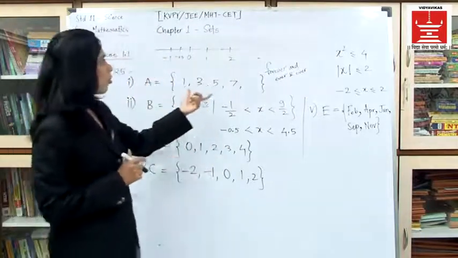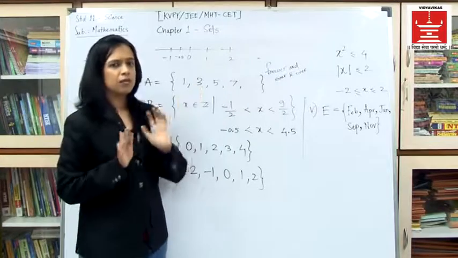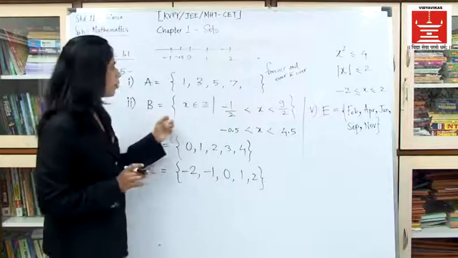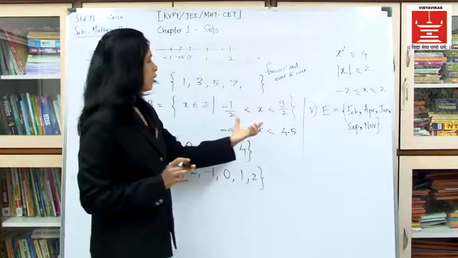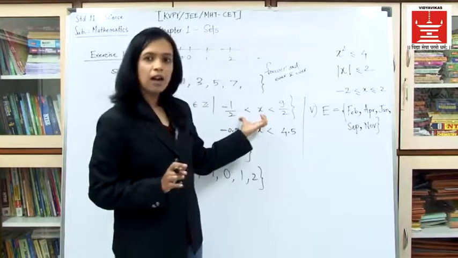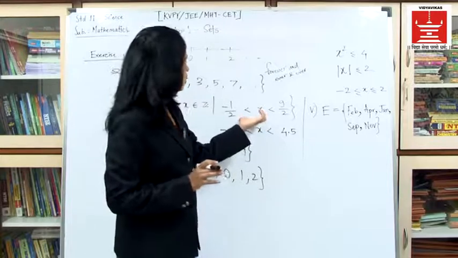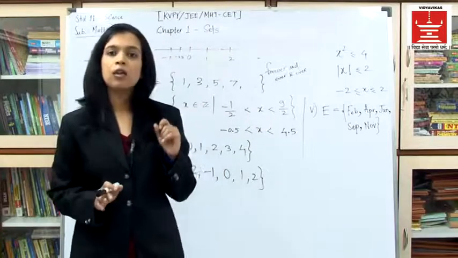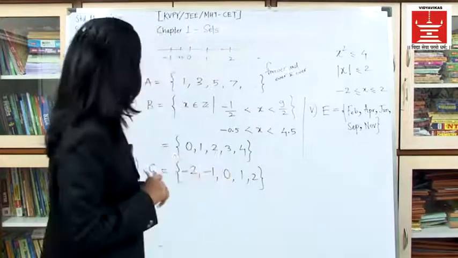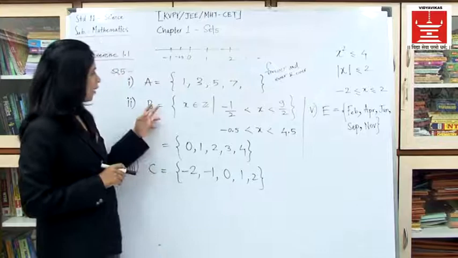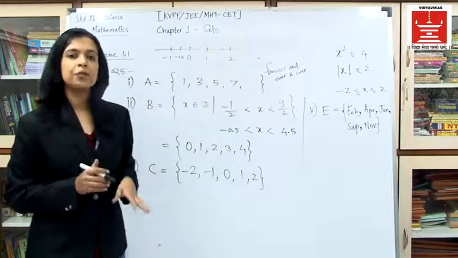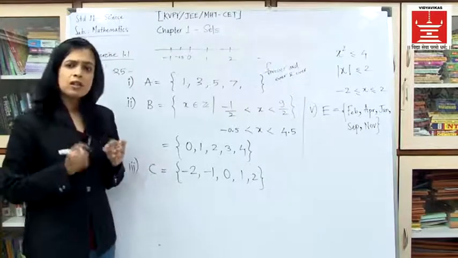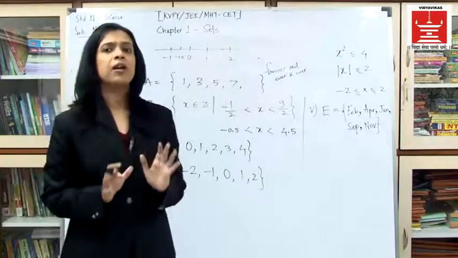In the roster form, order of the elements does not matter. In the set builder form, the elements are such that all of them satisfy a single common property. And based on these descriptions, all these sets have a certain number of elements inside them.